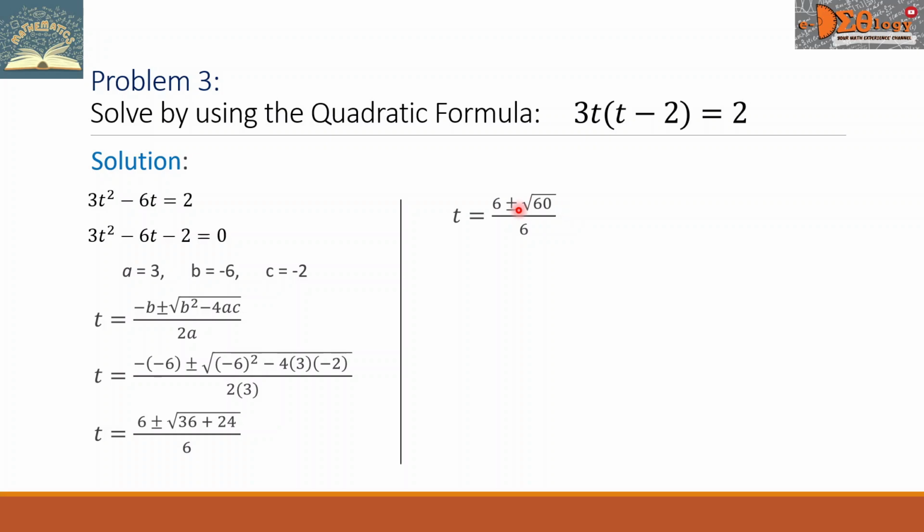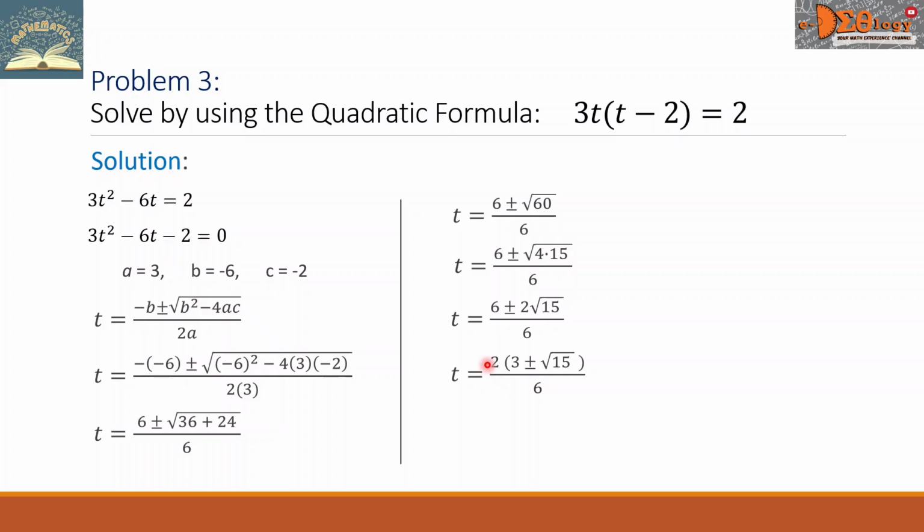Then let us simplify the square root of 60. We know that this is not a perfect square number, but we can show this 60 to be 4 times 15. That means we can simplify this number 4, putting it outside, and it becomes 2 times the square root of 15. In the numerator, there is a common factor, and that is 2 times this 3 plus or minus the square root of 15 all over the number 6.